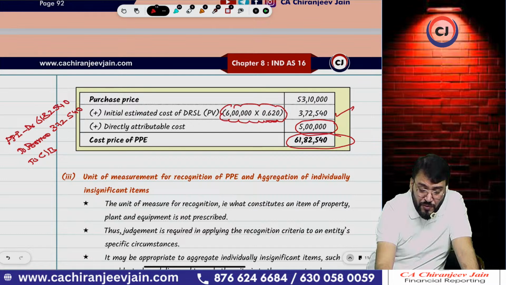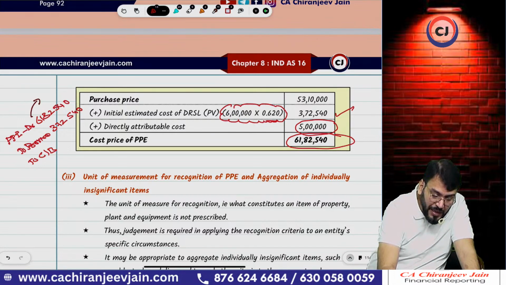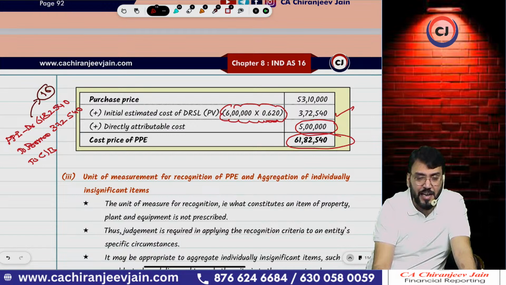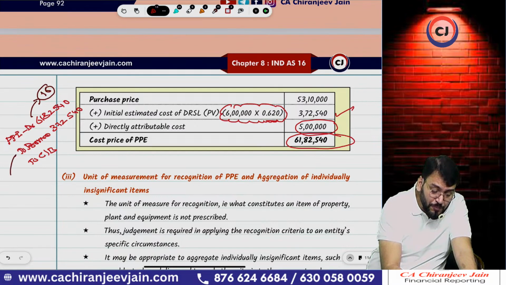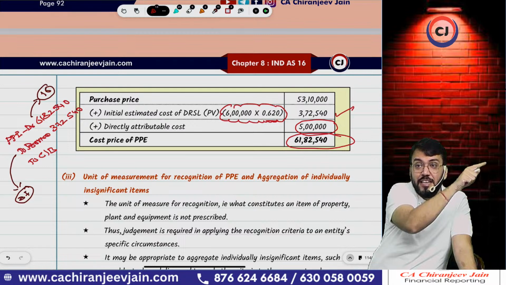Now Ind AS 16 will be applicable to which amount? So to this we will apply Ind AS 16. Means depreciation will be calculated on 61 lakh 82,540. Correct. And on this provision, Ind AS 37 will be applicable. Already we have done Ind AS 37.